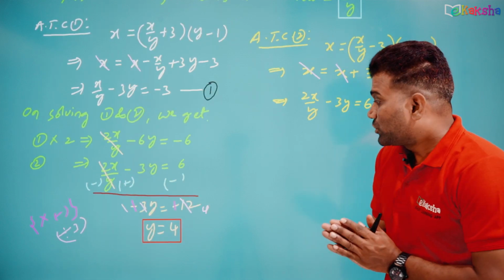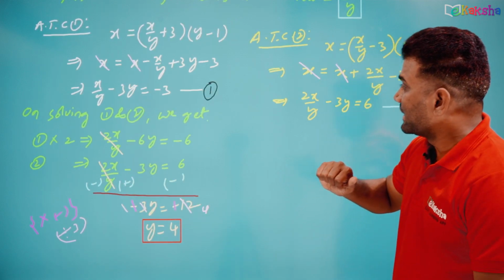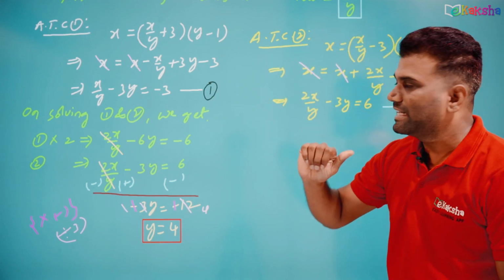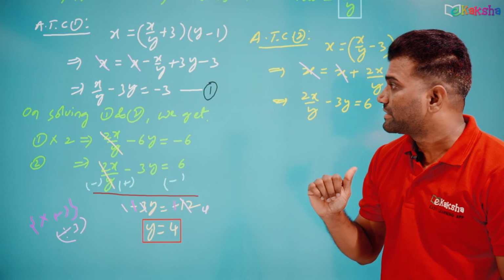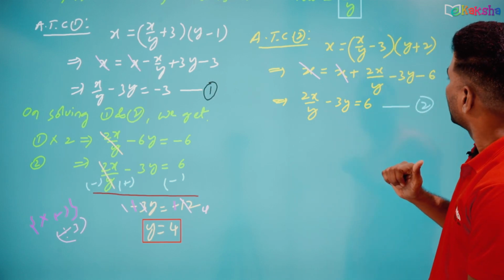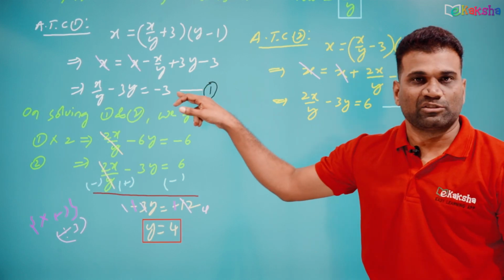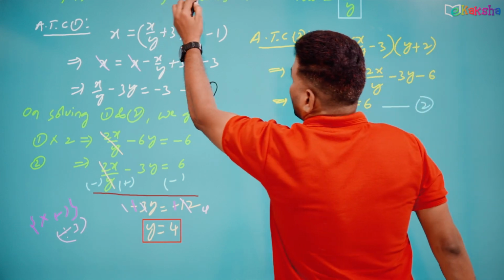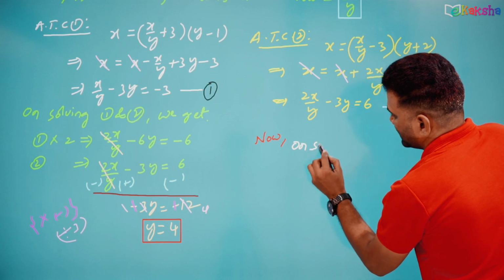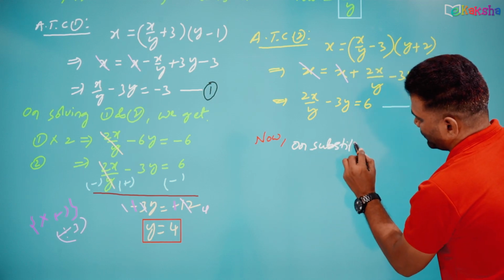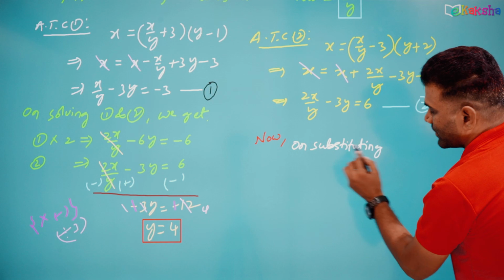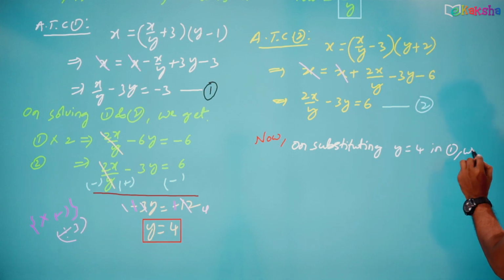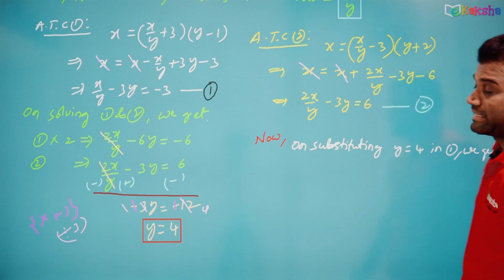Now on substituting this y value in either equation 1 or equation 2, we will get x value. Now tell me where we will substitute, which one is simpler one? Equation 1 is good. Okay, now on substituting y is equals to 4 in equation 1, we get x value.